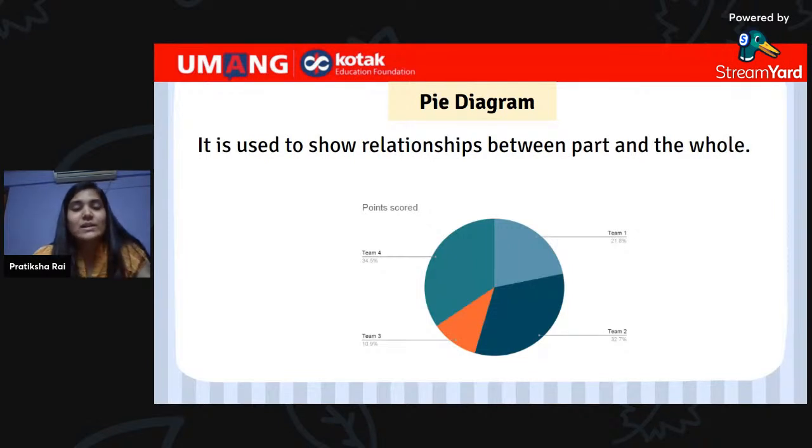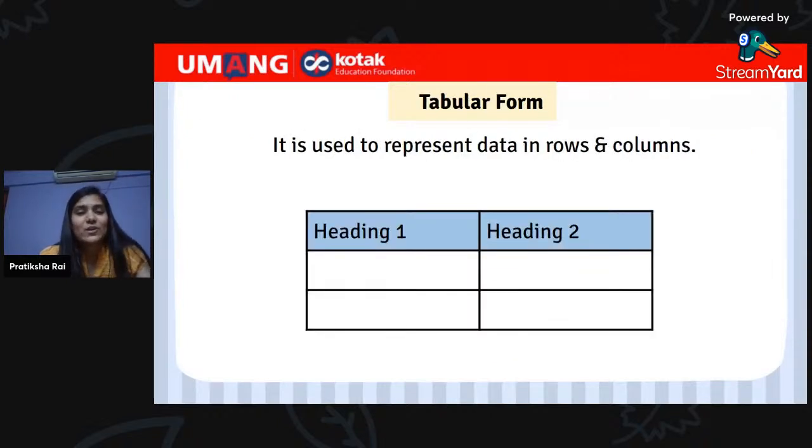Okay, now let's look at the last one. All right, are you ready for that? What is the last one? Can anybody guess? Yes, it is the table or the tabular form. Okay, table is a simple and clear form of diagrammatic representation. Data is arranged in rows and columns. Okay, what does a table consist of? It consists of rows and columns.